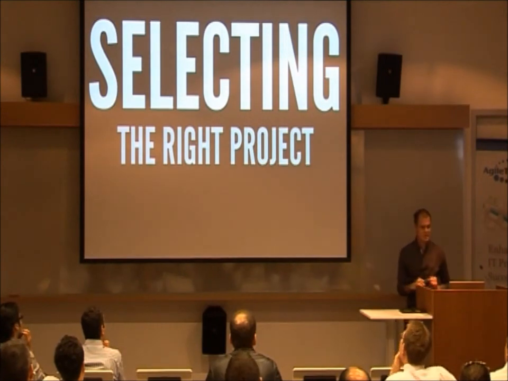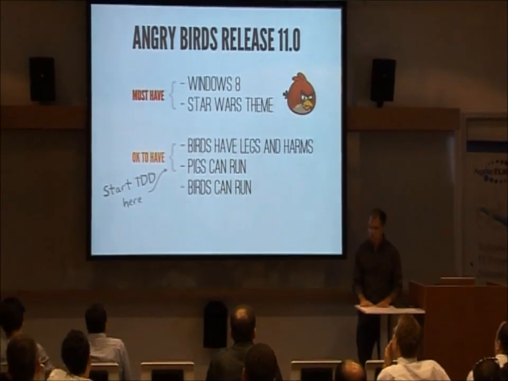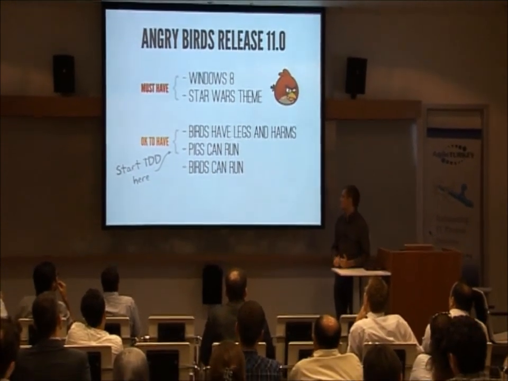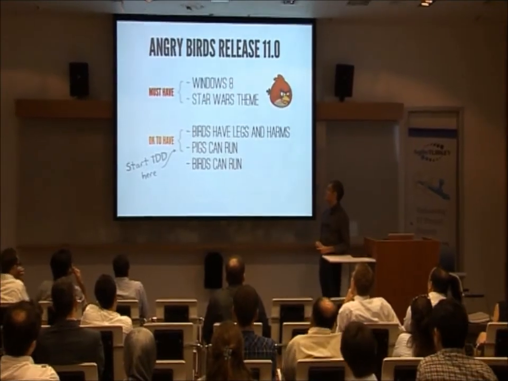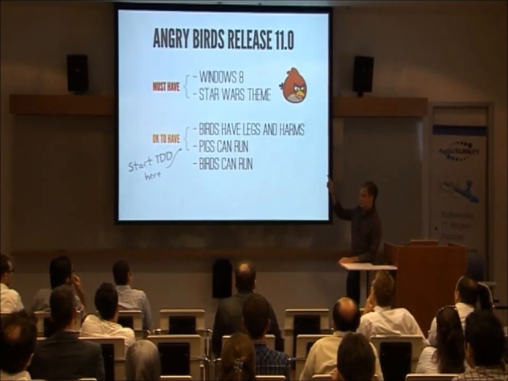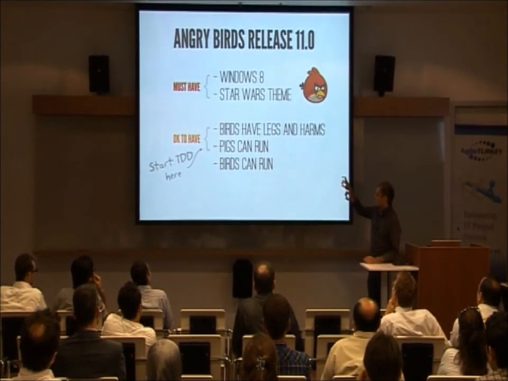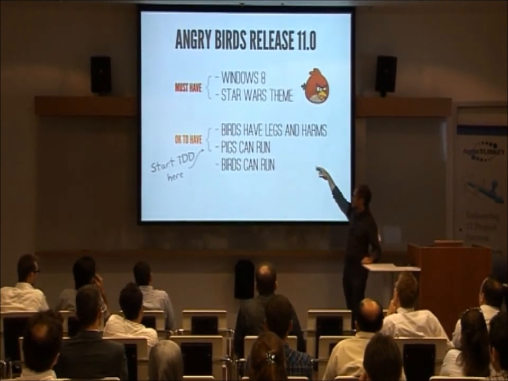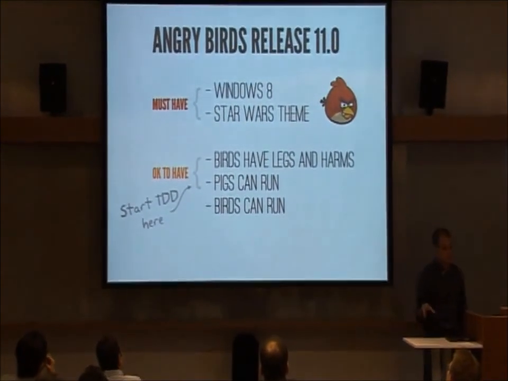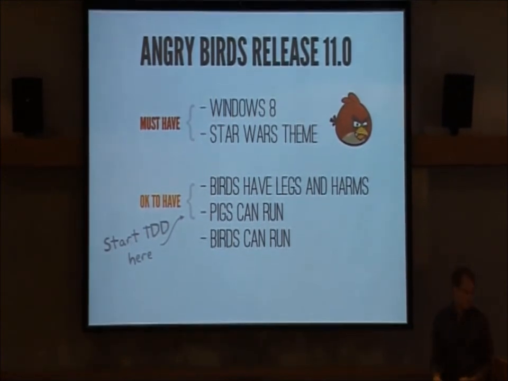So selecting the right project. We want to make sure that when we adopt TDD, we don't do it on the most important feature for the next release. For example, this is a release for Angry Birds. This is a top secret slide, I won't show it to anybody. But they're going to be on Windows 8 and they got the Star Wars team. That's a must-have, Star Wars. And what you have is going to be new features here that maybe don't make sense or not, but this is where you want to start TDD, for stuff that is not that important.